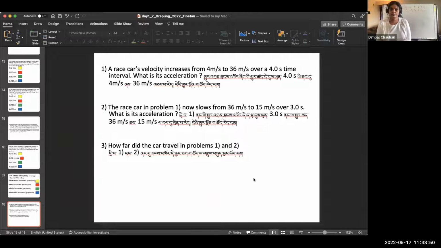Should we start? Yes, go ahead. A race car's velocity increases from 4 to 36 over a 4-second time. What is its acceleration? So you have to find the acceleration in the first case. Then the same car, from question 1, now slows down from 36 to 15 over 3 seconds. Now what will be the acceleration? And how far did the car travel in both these problems, all combined?